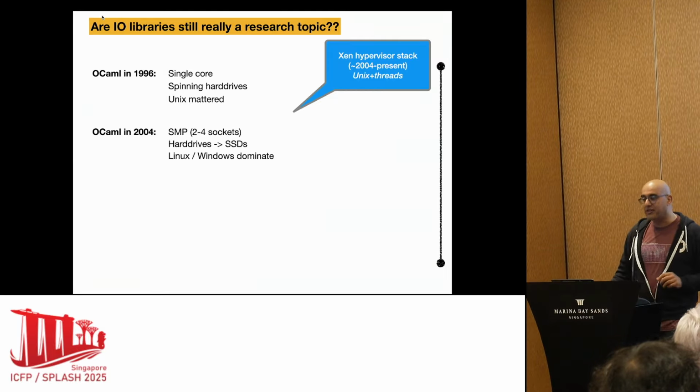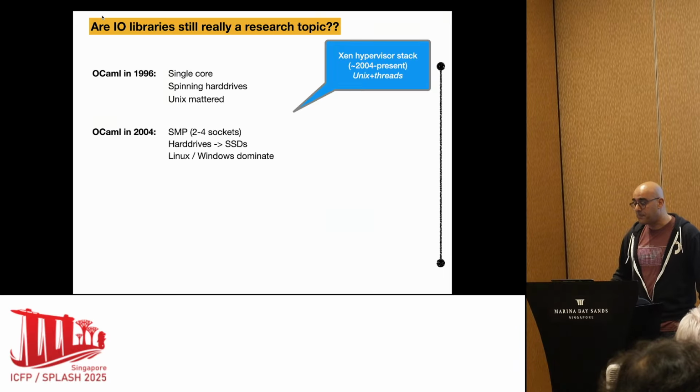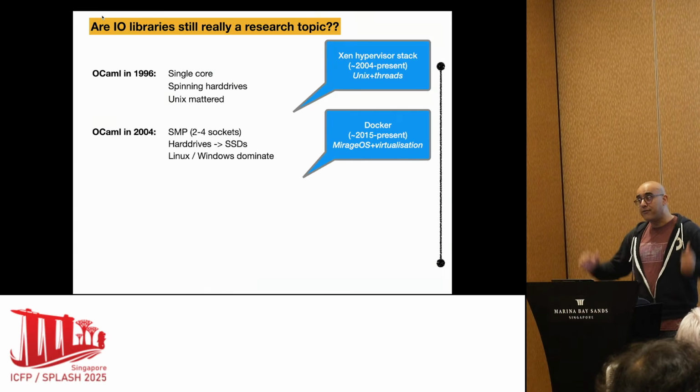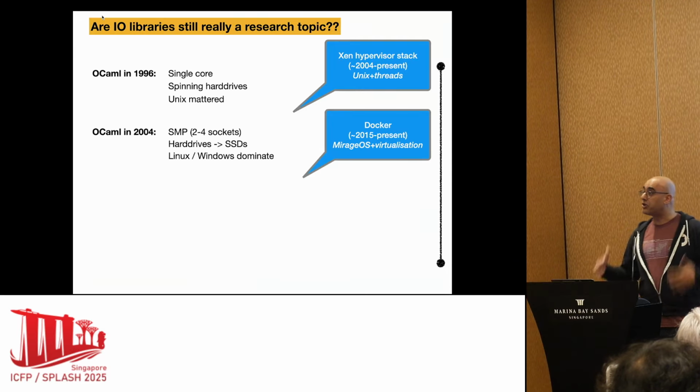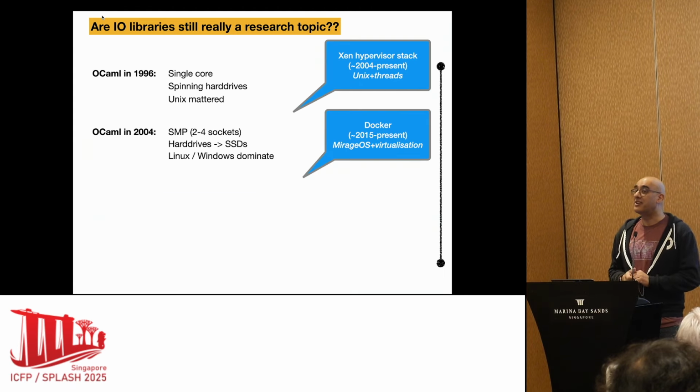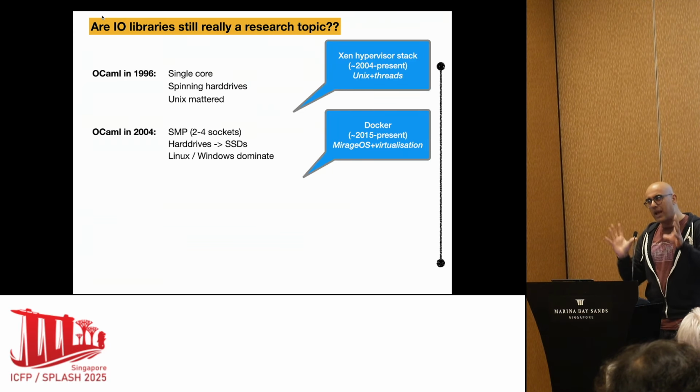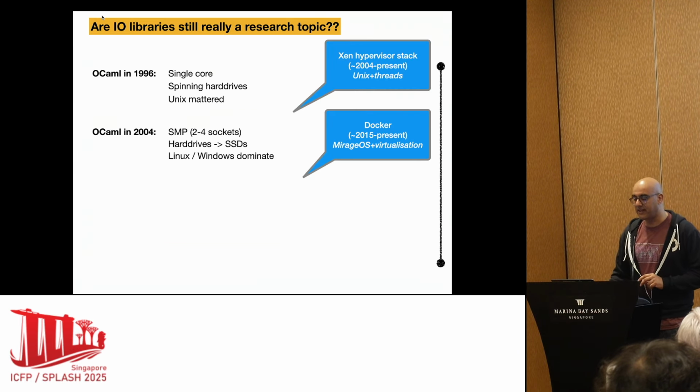And then by about 2004, multi-core became a thing. SSDs and flash drives emerged. Linux and Windows started to dominate versus Solaris and a lot of the other operating systems that were around at the time. And then, a few years later, I started working on a technology called Docker, which started bringing containerization to the masses and working on different and interesting ways of doing systems virtualization.